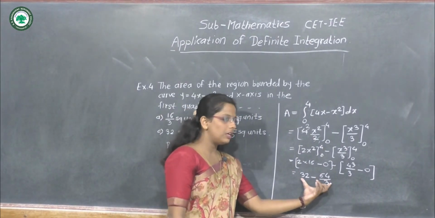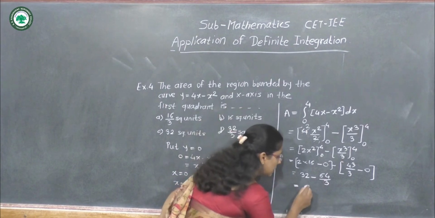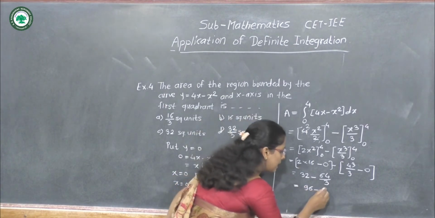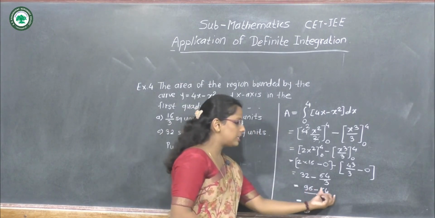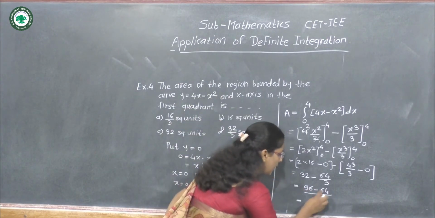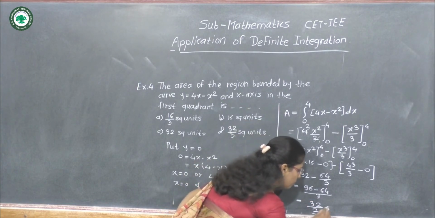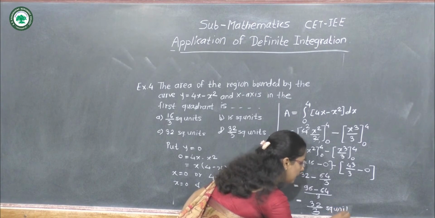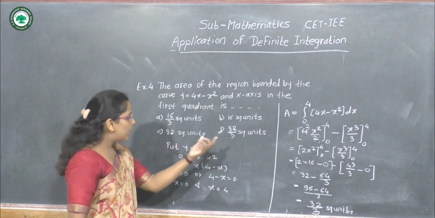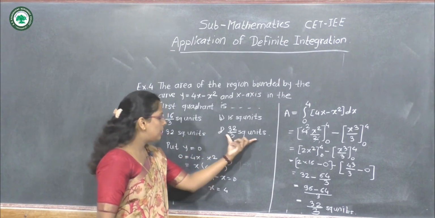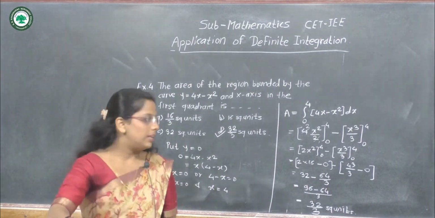Firstly, equate the denominator. We get 32 into 3 is 96 minus 64 upon 3. 96 minus 64 is 32, so 32 upon 3 square units is the required area of the given curve. Look at the options. 32 upon 3, option D is the right answer for the given MCQ.